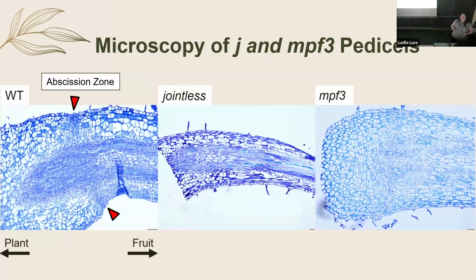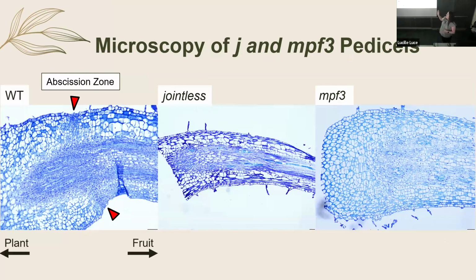So just because I couldn't see the abscission zone by eye doesn't mean that it didn't form, and I wanted to see on a microscopic level if the abscission zone was forming. So what I did was I chose fruit where the calyx or the fruit was starting to ripen. I embedded those in paraffin wax and sectioned those. And what I saw was an abscission zone in my wild type, so on the very left.